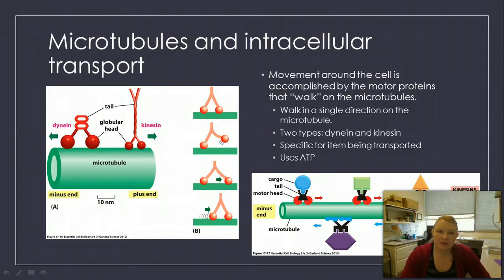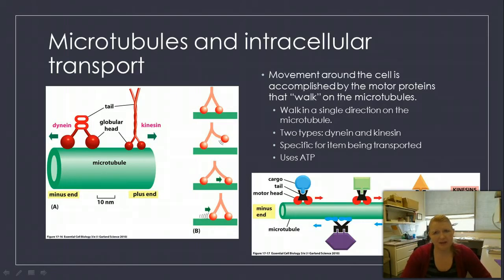Now, what microtubules can do is create essentially a highway in the cell. And there are these motor proteins that walk across these microtubules. There are two main types: dynein and kinesin. You can see these here on the microtubule. And they move in a unidirectional manner. They don't go back and forth. They go one way or the other. You can see that here, where the kinesins will always go in the plus direction, and the dyneins will always go in the minus direction. And this just helps move things around as it needs to.